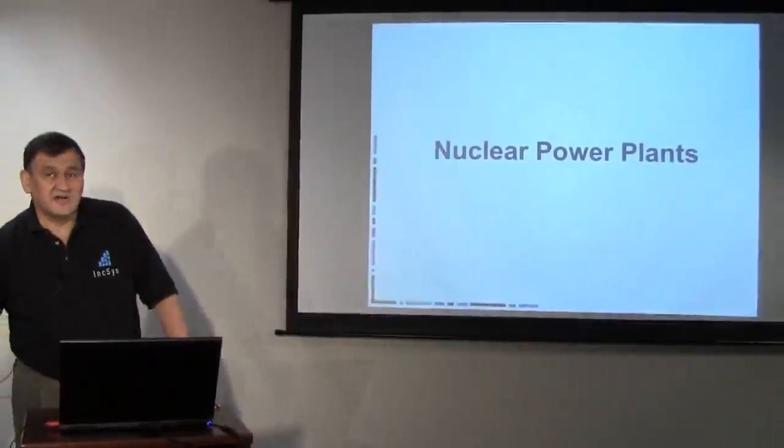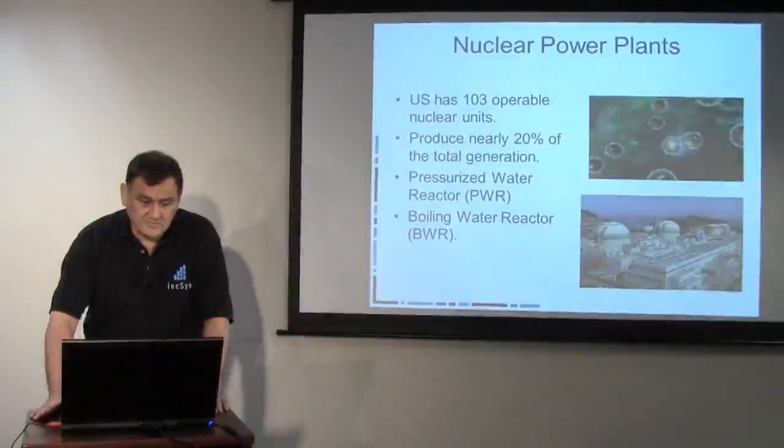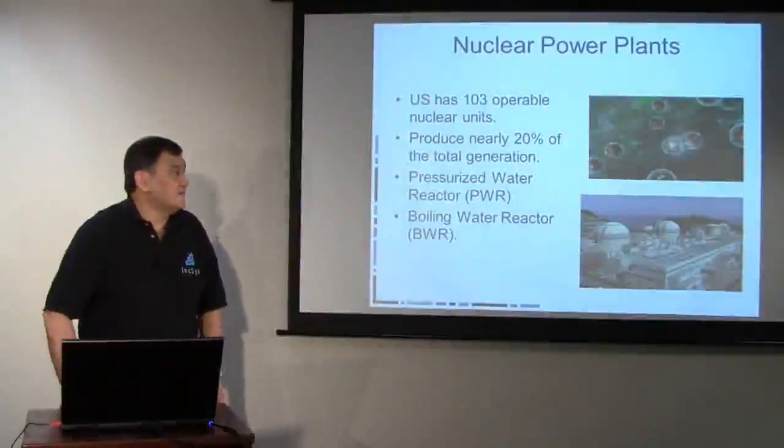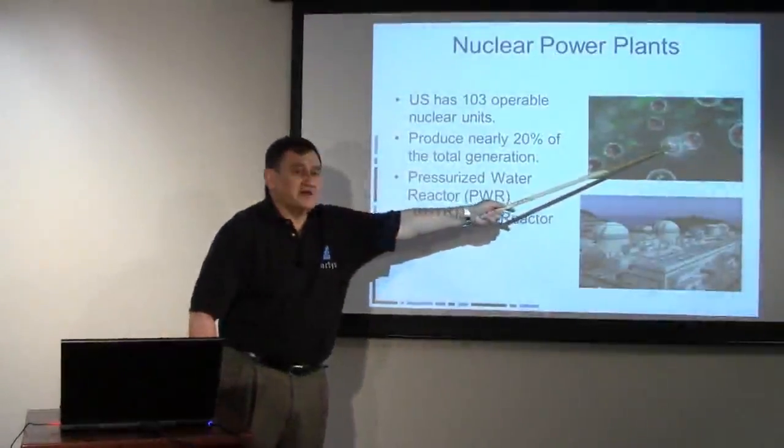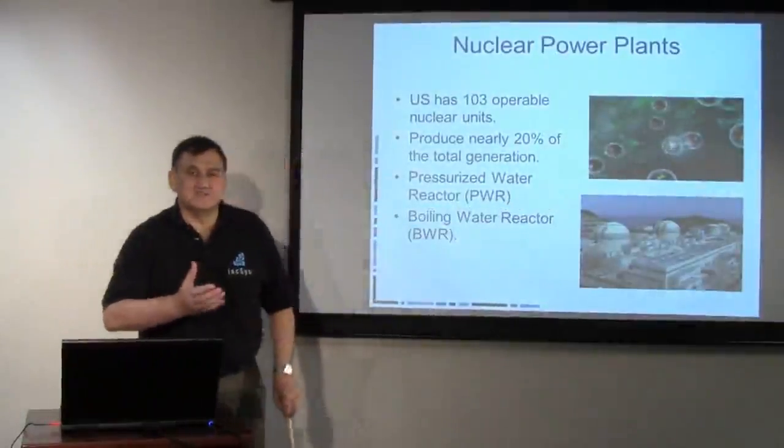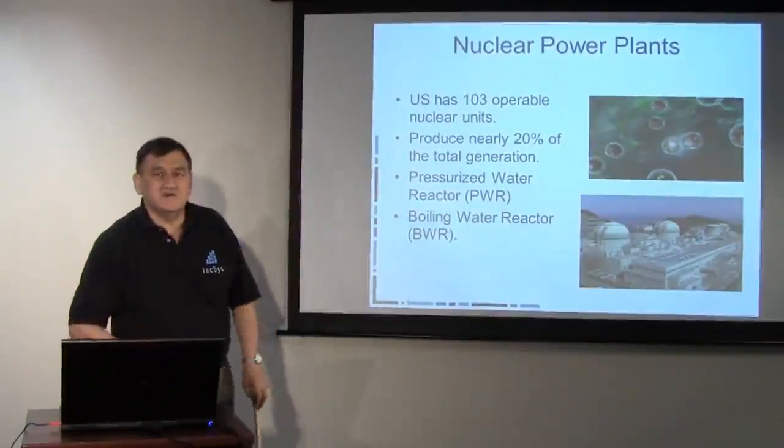The next topic we will cover is nuclear power plants. Basically, the U.S. has had 103 operating nuclear power plants. Since Three Mile Island, basically there have been no further plants built in the U.S., but they do produce close to 20% of generation. And there are two types: pressurized water reactors and boiling water reactors. And basically they use the fact that when we have atoms of uranium splitting, there is a fission process, which means division, and energy is given off from that process.